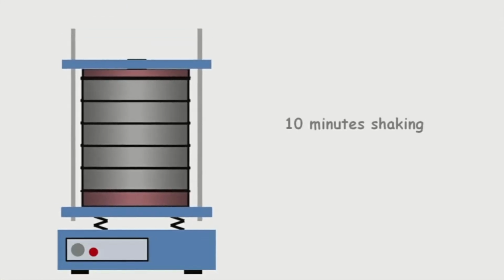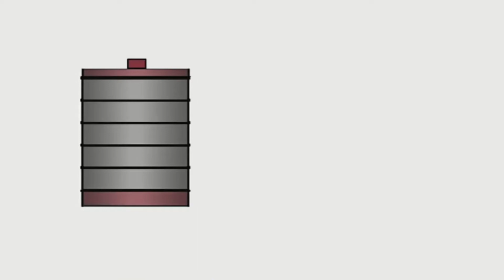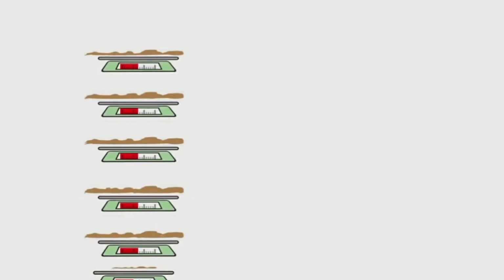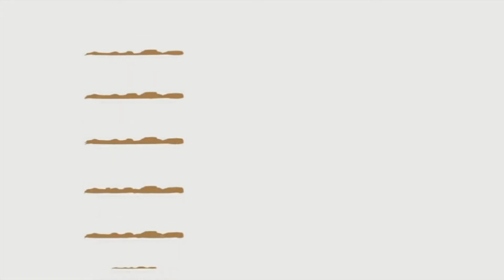Then the arrangement is taken out, and the amount of soil retained on each sieve and pan is weighed with an accuracy of 0.1 gram. Now let's say the weights retained on the sieves are W1, W2, W3, W4, W5, and W pan.